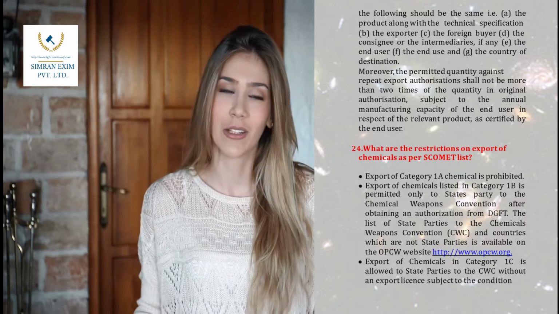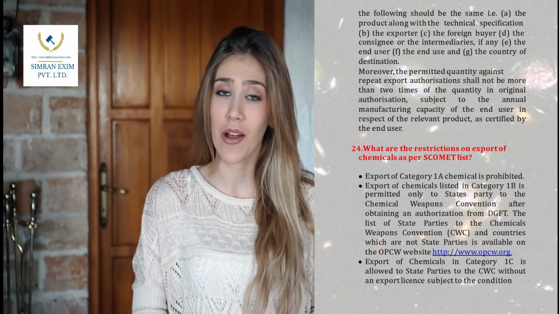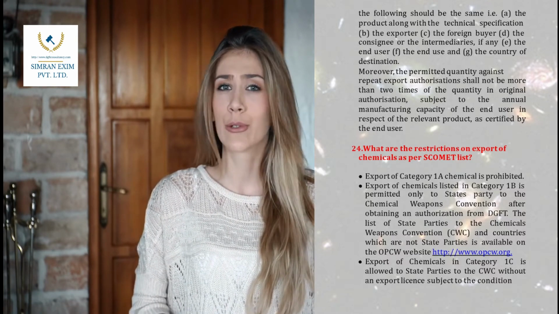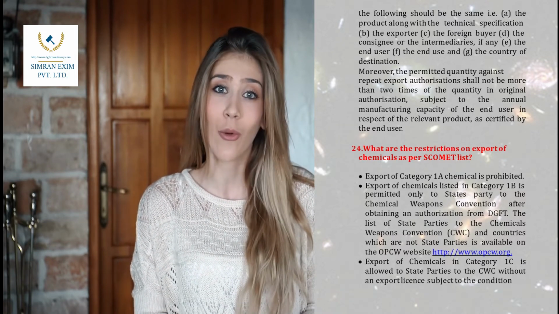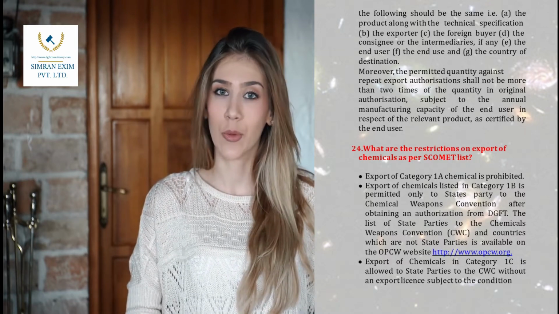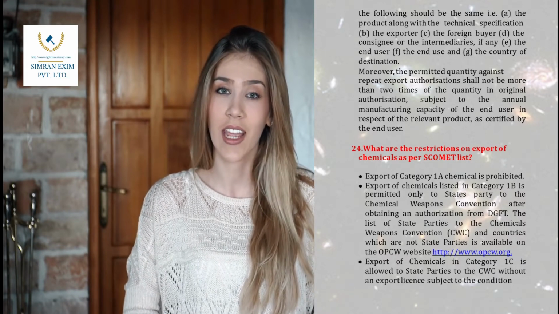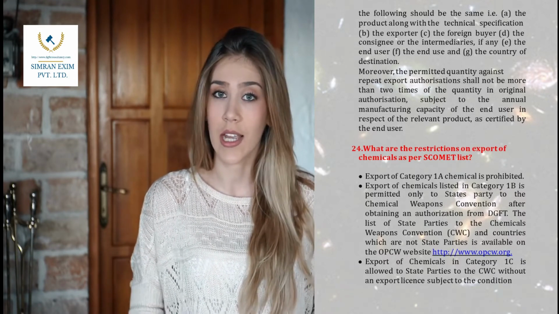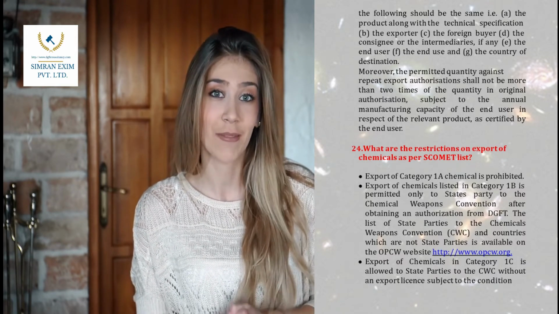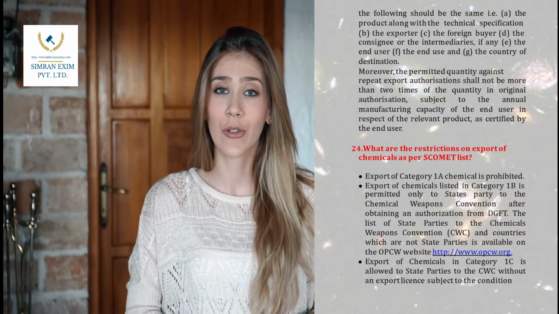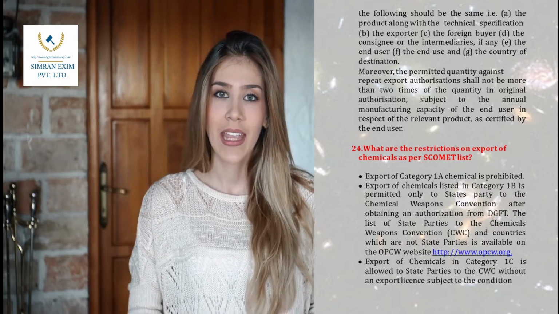24. What are the restrictions on export of chemicals as per SCOMET list? Export of Category 1A chemical is prohibited. Export of chemicals listed in Category 1B is permitted only to states party to the Chemical Weapons Convention after obtaining an authorization from DGFT. The list of state parties to the Chemical Weapons Convention, CWC, and countries which are not state parties is available on the OPCW website, www.opcw.org.